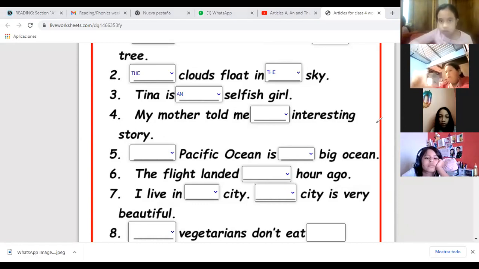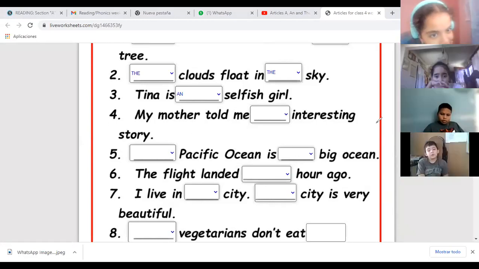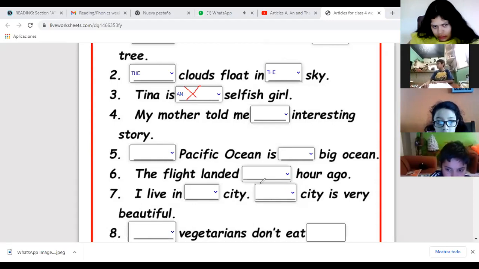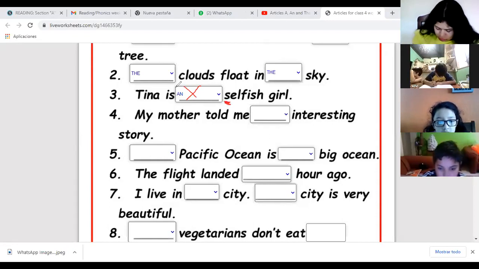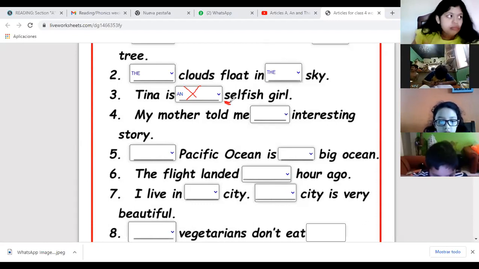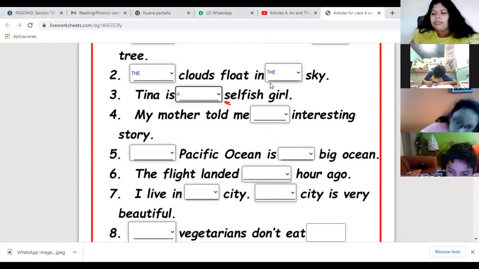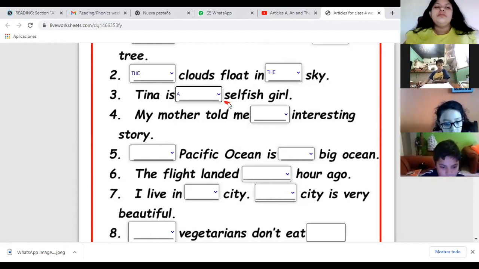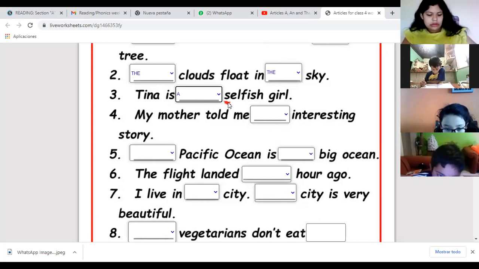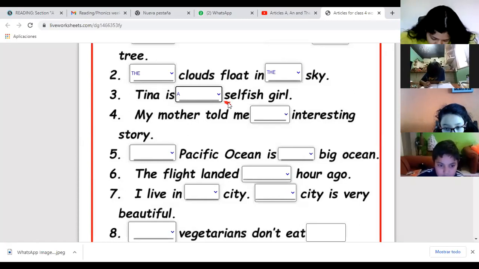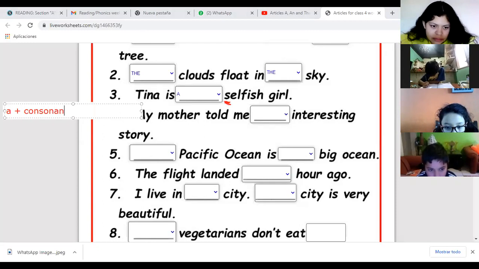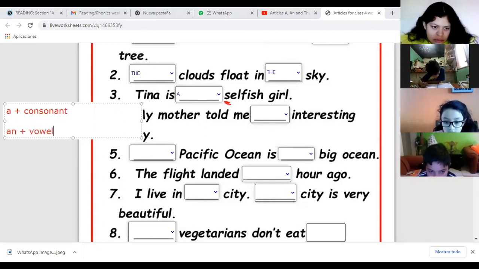Grammatically, it's not possible because of this. What is the clue? You copy this information in the notebook. Why is it not a? Why is it not an? An is used before a word that begins with a vowel sound. Exactly. To use an, the next word needs to begin with a vowel. And it doesn't begin with a vowel, it begins with a consonant. So it's not an, it's a. A selfish, because the next word is a consonant. Don't you remember that? A plus consonant and an plus vowel. Remember that. That's your clue. Next one.